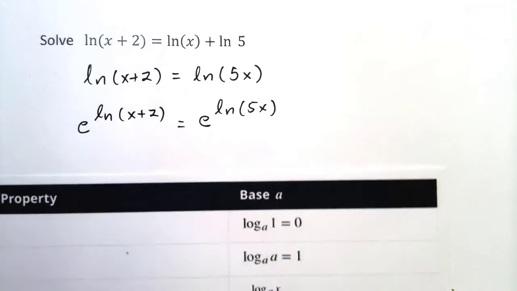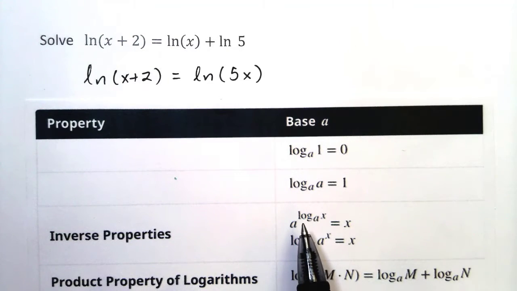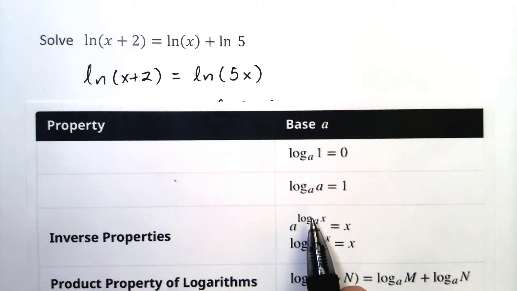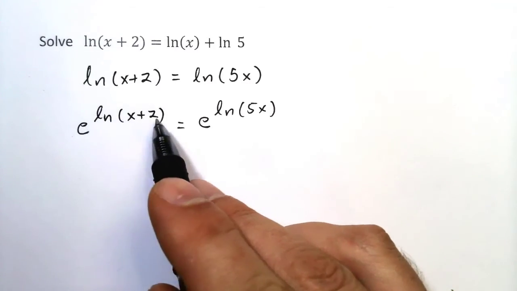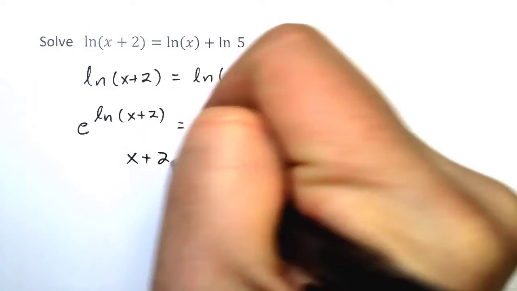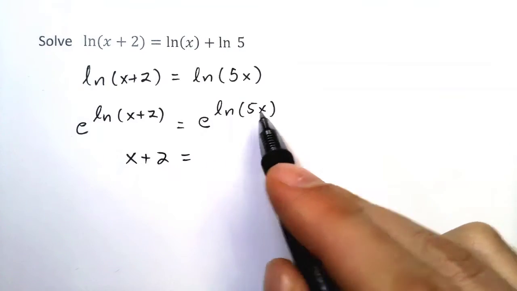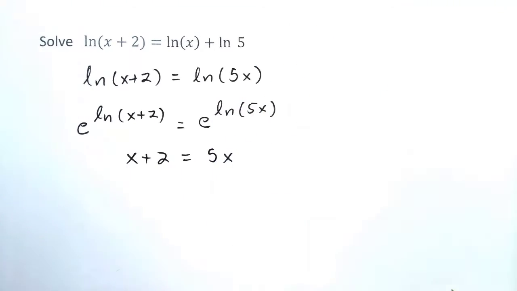Now, what does the inverse property say? Well, the inverse property says that the exponential function and the logarithm essentially cancel off and just leave me with whatever the exponent was. So these essentially cancel off and just leave me with the x plus 2, and these cancel off and leave me with the 5x.